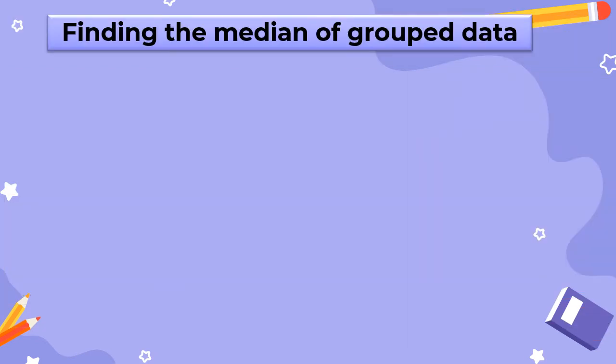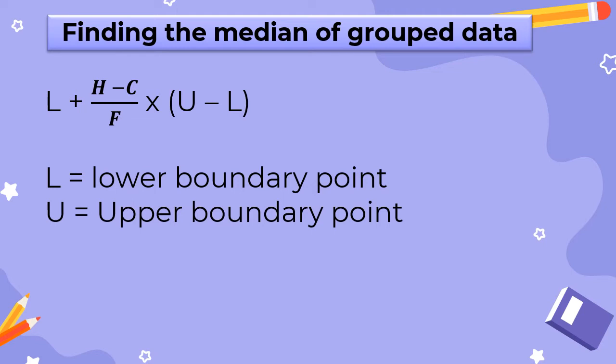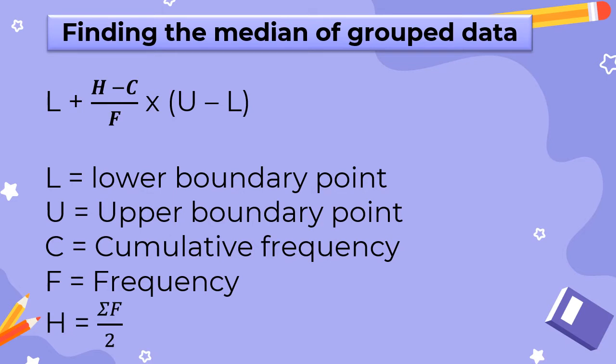Next, finding the median of group data. The formula in finding the median of group data is L plus H minus C all over F multiplied by U minus L, wherein L is the lower boundary point, U is the upper boundary point, C is the cumulative frequency, F is the frequency, and H. To get the value of H, you need the formula, which is the summation of F divided by 2.